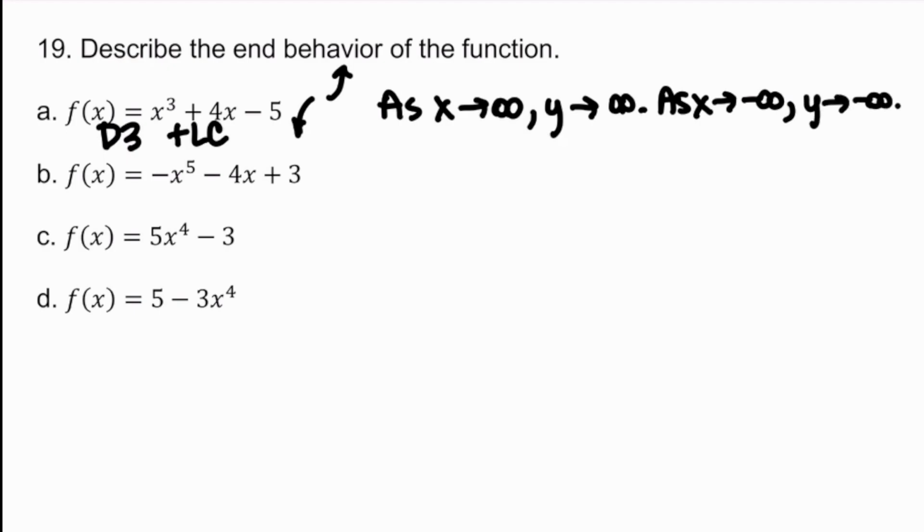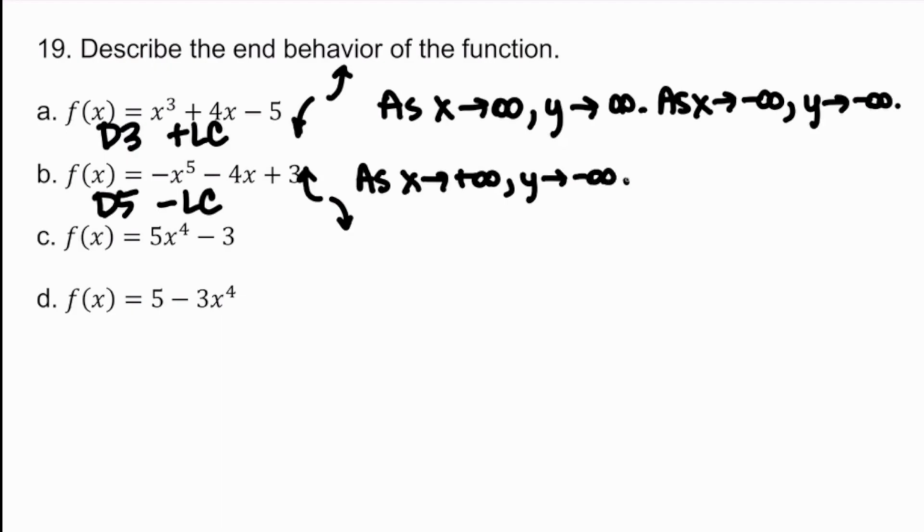Okay, for part B, this is degree 5, also an odd degree, but this has a negative leading coefficient because of the negative x to the 5th, so it's going to look like y equals negative x cubed. So pretty much the exact opposite. As x approaches positive infinity, y approaches negative infinity, and as x approaches negative infinity, y is going towards positive infinity.